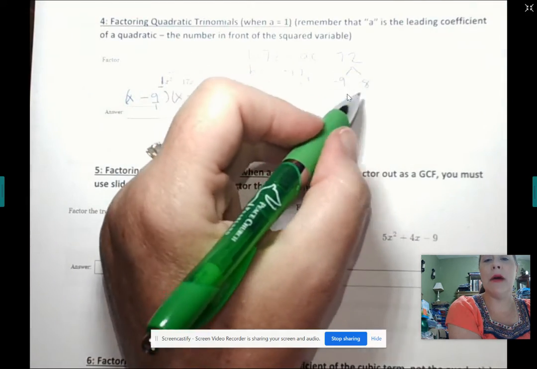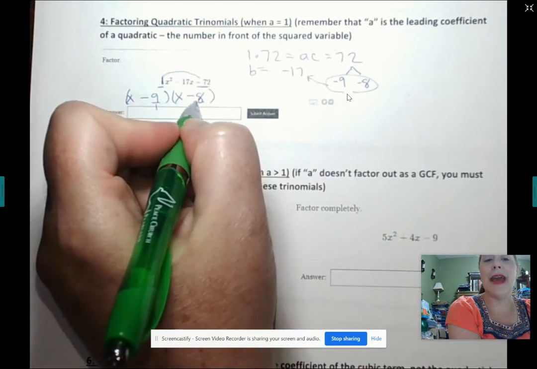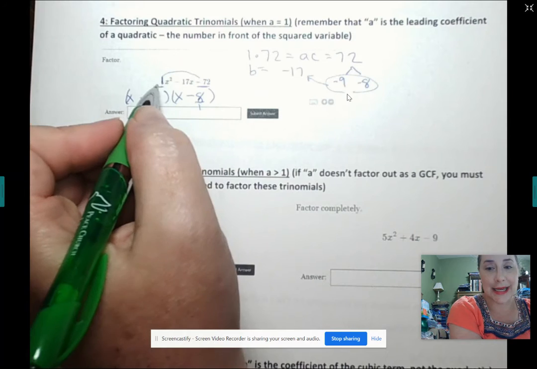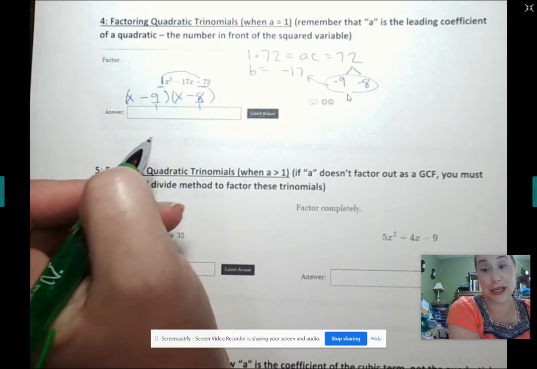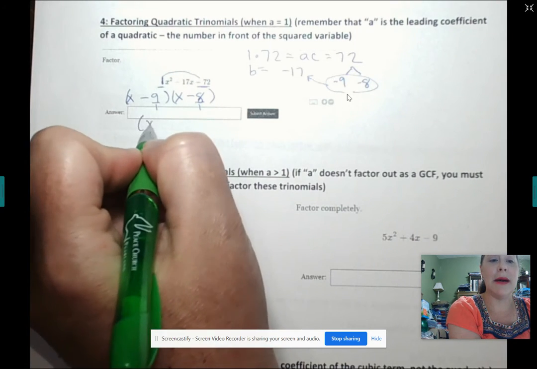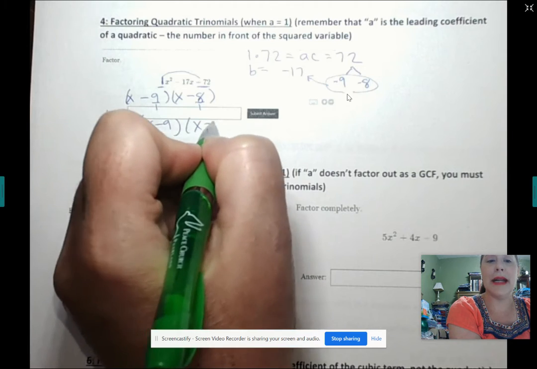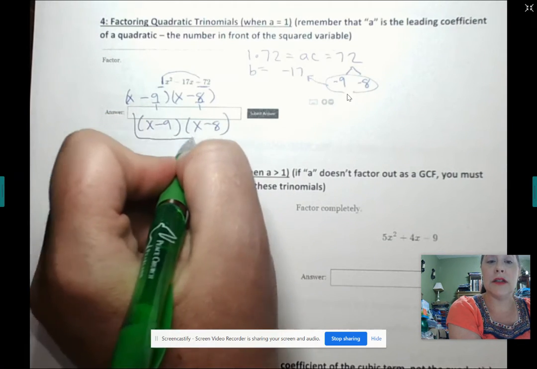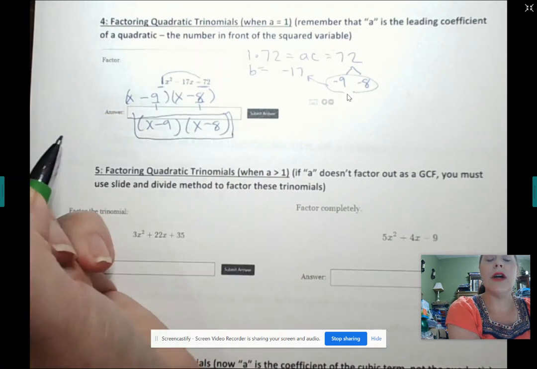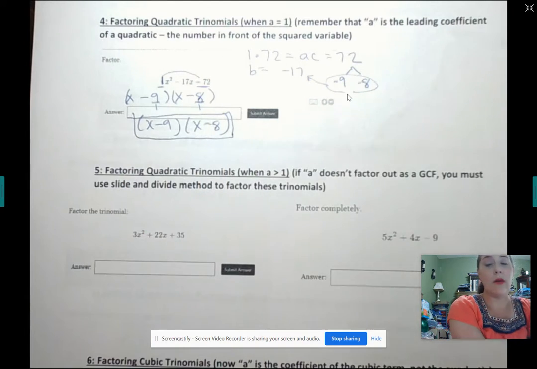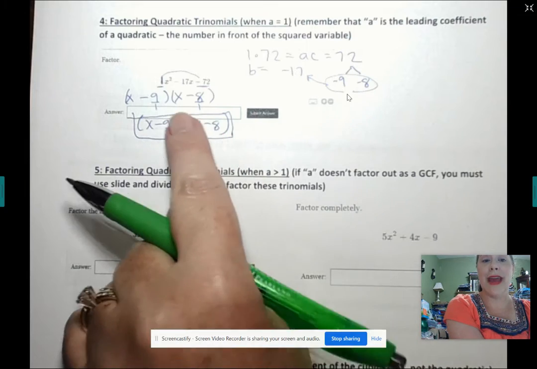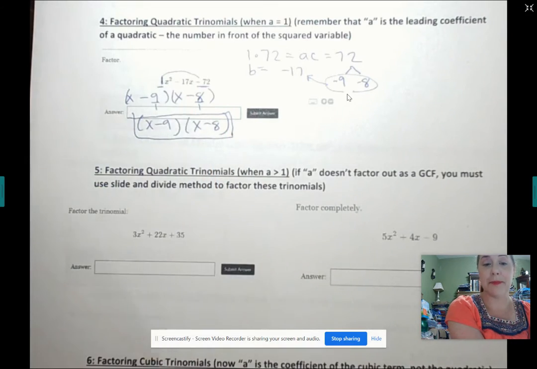Whatever numbers you came up with over here, divide them by the a value. That seems silly when a is 1, because it's not going to change them, right? It's still going to be a minus 9, and it's still going to be a minus 8. And those are our answers. But when we get to harder trinomials, that is a step that I already want you to have in place, because that's a step that is very crucial for when the a value is not a 1, okay?